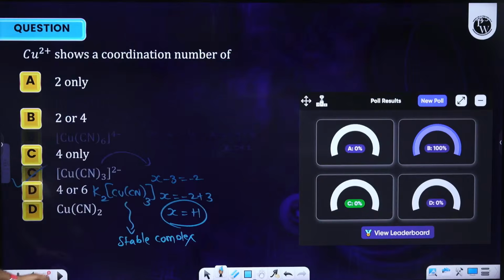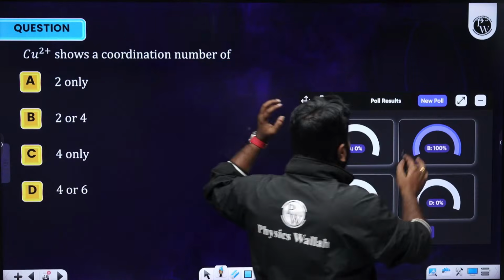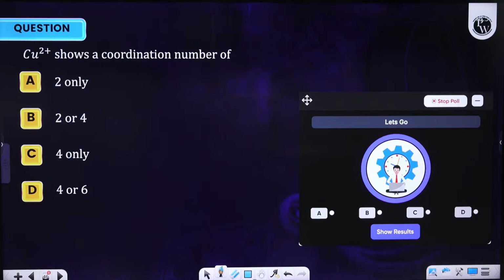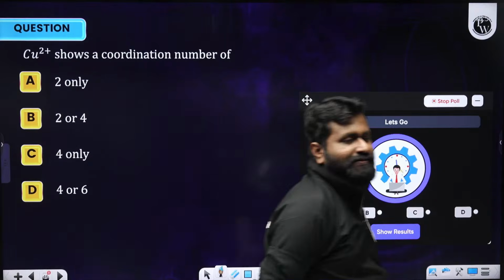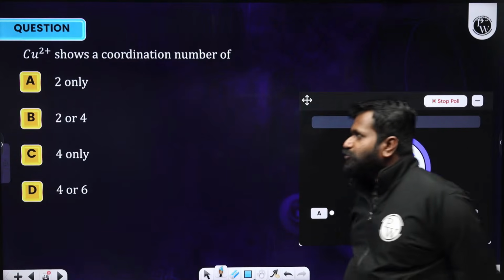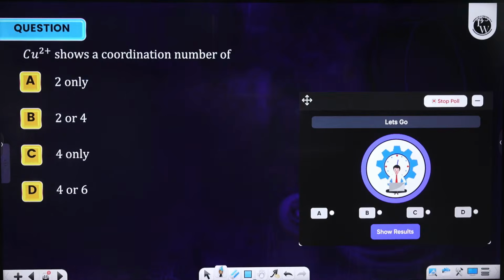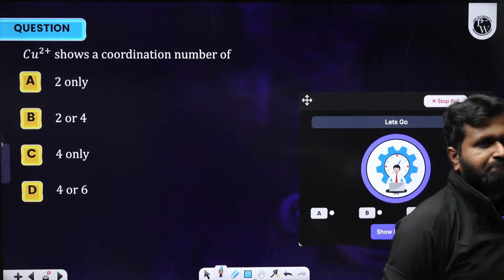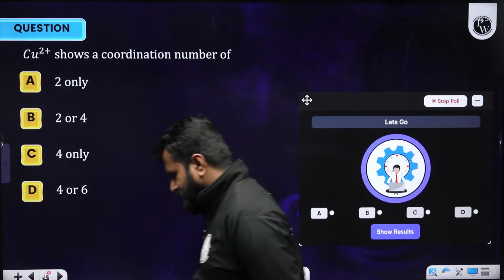Okay. Next question. Cu2+ shows a coordination number of: 2 only, 2 or 4, 4 only, 4 or 6. I want each and every one of you to tell the answer. Quick.